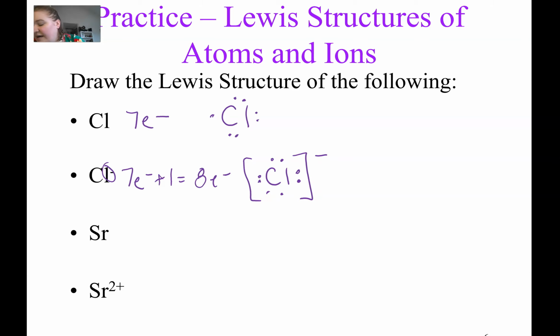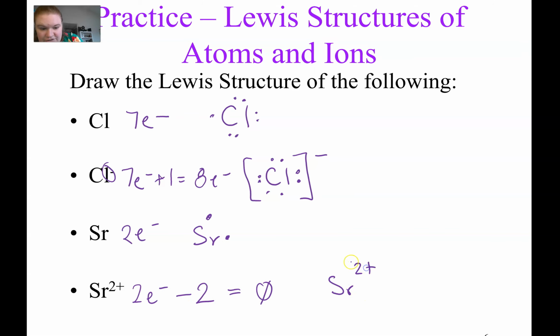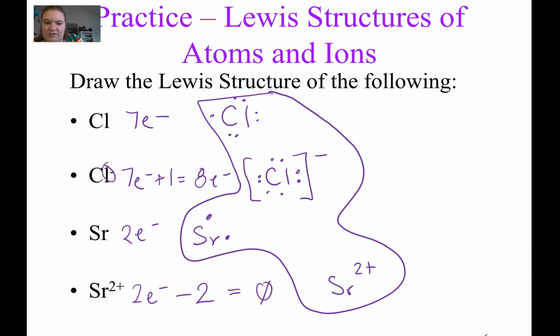Strontium is in the second column, so I know that that means it has 2 valence electrons. 1, 2, that's it. And in order for strontium to have a 2+ charge, those are the original electrons. We're going to subtract that charge. So now it has no electrons, but it has a charge. So there's my answers.